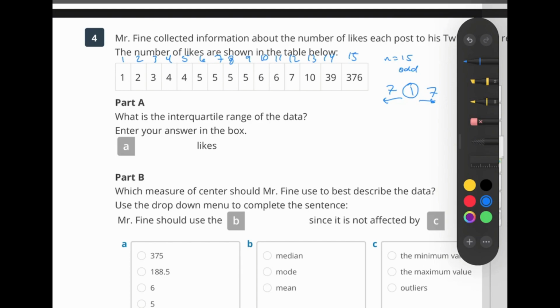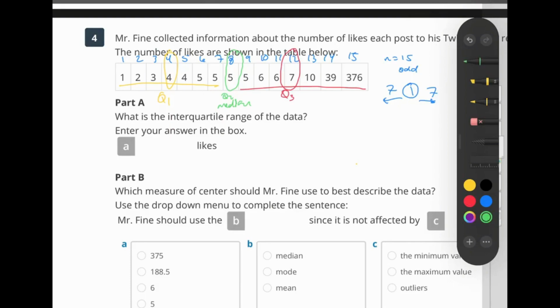I have 7 numbers to the left, 7 numbers to the right. This is my Q2 or the median. Why do I need that? Because I'm trying to find the interquartile range. I'm going to have to find the Q1 of this, so I need to find the median. And remember, you're not including my green, so there is my Q1. In the red data over here, the 12th number, or 7, is my quartile 3.